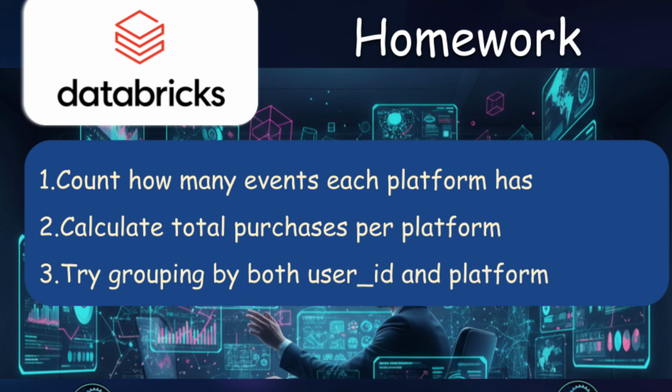Now it's your turn. Count how many events each platform has. Calculate total purchases per platform. Try grouping by both user_id and platform. Write in the comments which platform has more purchases.